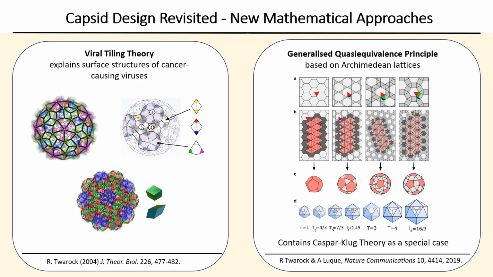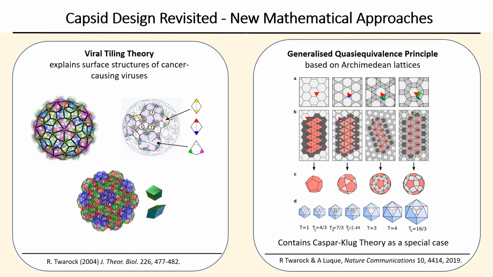I've worked on mathematical approaches to describe viral architecture for over 15 years. Early work was tiling models of viral surfaces, as you can see on the left-hand side. In particular, this example shown here, where I used tilings to explain the surface structures of the cancer-causing viruses that were a long-standing open problem in virology in view of Caspar-Klug theory.